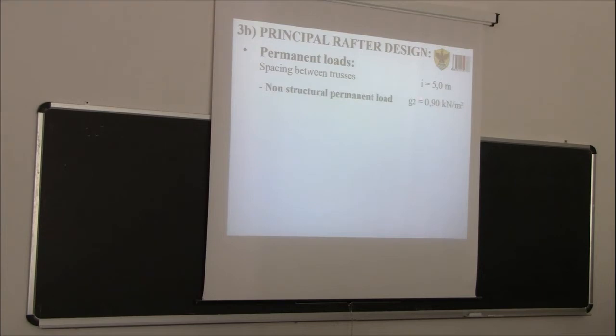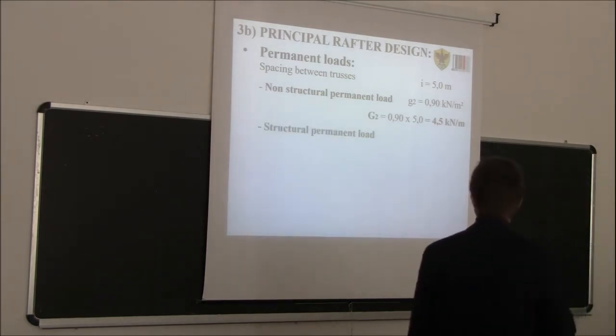So what we have to do, we need to take, for example, the non-structural permanent load, which is 0.9 kilonewton per square meter, and multiply by the tributary width, so by 5 meters. So we get 4.5 kilonewton per meter of UDL, uniformly distributed load, applied on the truss.